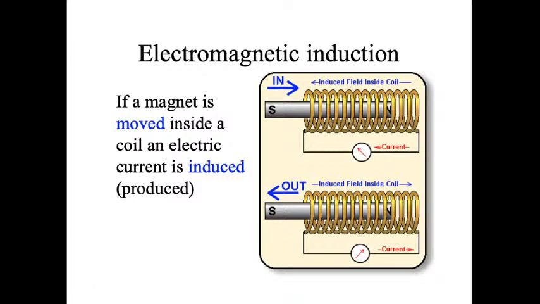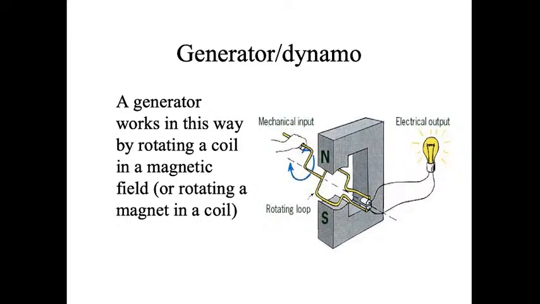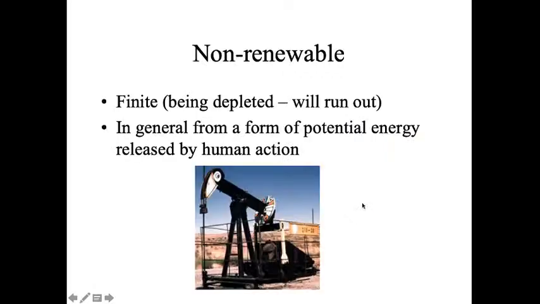So for now, all you need to know is that when you move a magnet inside a conductive coil, like a copper coil, you're actually going to create a current, and electricity will be the result. So it's induced because the magnetic field around the coil is changing, which we call flux. This will all be covered in Physics 30. I'll go through it pretty quick. This is how generators actually work. We're moving coils through magnetic fields, so that in turn produces electricity, an electrical output.